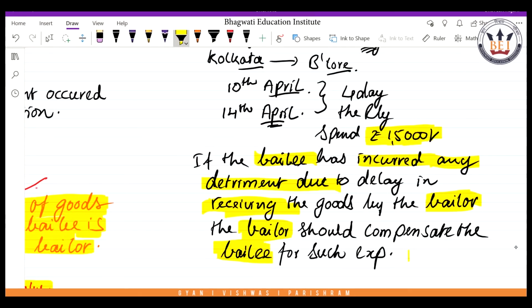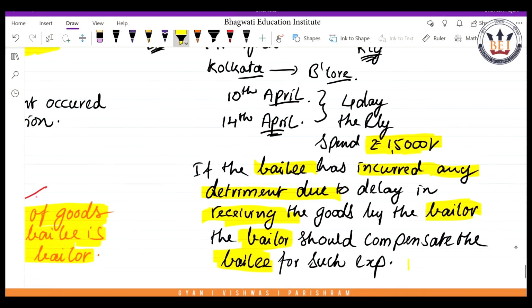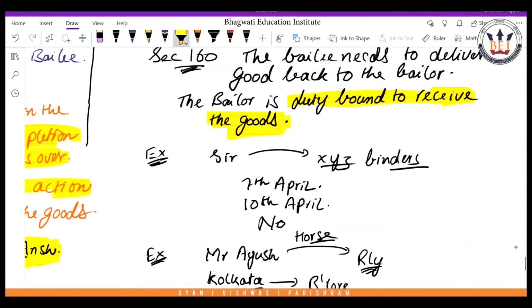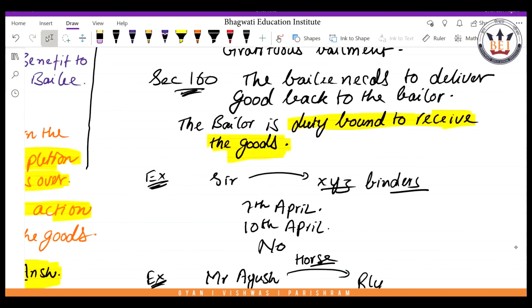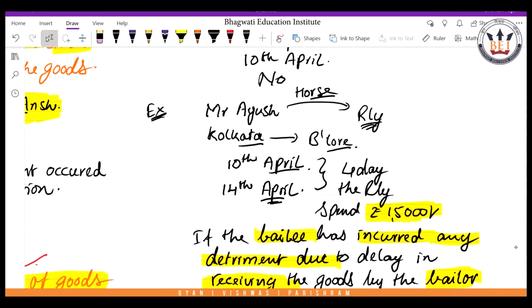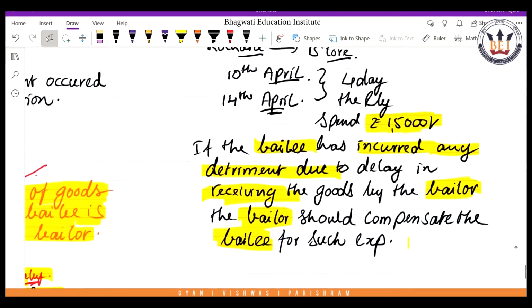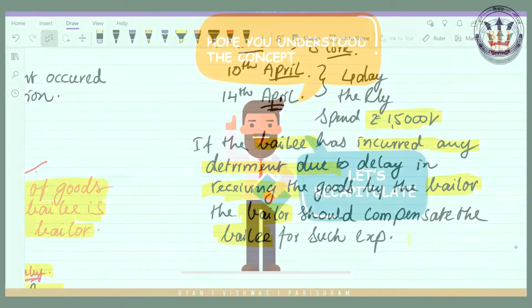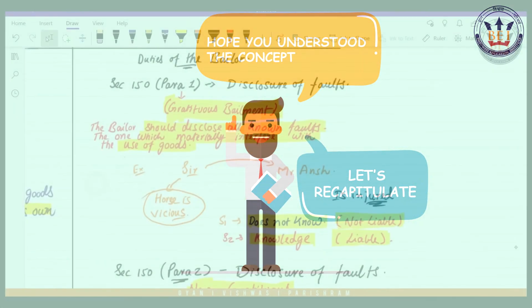And if due to delay later on the goods get destroyed, as we saw in the first case, the book binding case, then the bailee is not liable to compensate the bailor for anything because the delay happened due to the bailor's fault and the bailee is not responsible. And if due to delay the bailee spends anything extra, the bailor is bound to compensate the bailee for the same. So duties of the bailor, we'll rush through it.